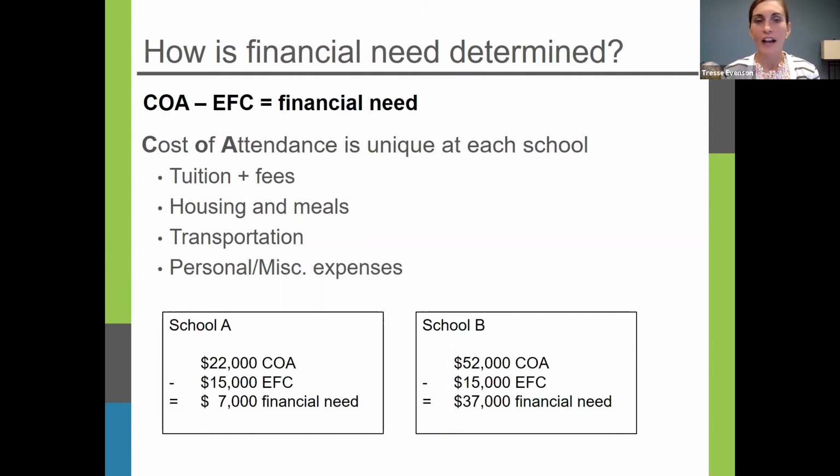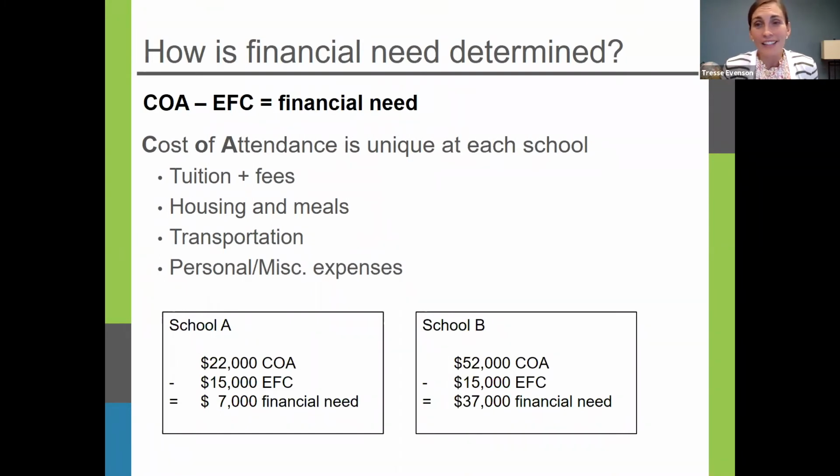To give you an idea of how your financial need really varies school by school based on the cost of the school, you can see real basic school A versus school B. School A has a $22,000 cost of attendance. That may be a four-year public university. School B has a $52,000 cost of attendance. They're likely a private school. Your FAFSA calculated EFC is $15,000 no matter which school the student chooses. So at school A, that student has $7,000 of financial need. At school B, that student has $37,000 of financial need. So it's obviously quite different.